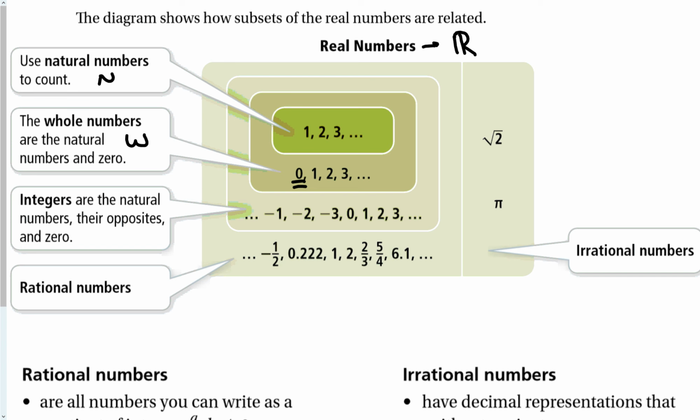Integers are the natural numbers, 1, 2, 3, and their opposites, -1, -2, -3, and 0. Integers are no fractions, no decimals. So none of these sets include fractions or decimals. And you can see we're getting a little bit bigger. We're getting a few more numbers in each set. So the natural numbers, just 1, 2, 3, 4, 5, 6, 7. Whole numbers, 0, 1, 2, 3, 4, 5, 6, 7. Integers, now we have all those numbers and the negative numbers.